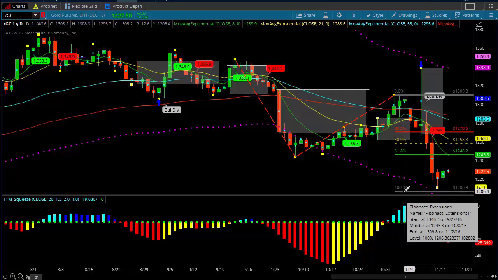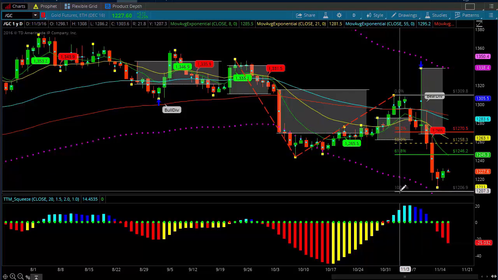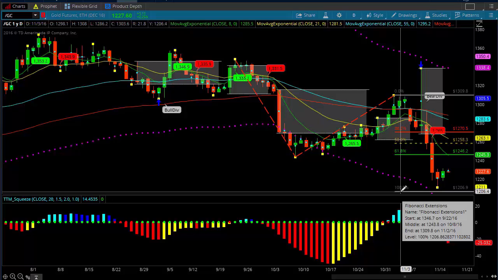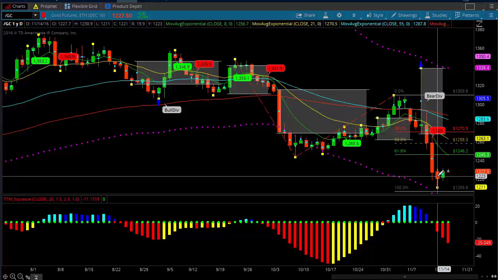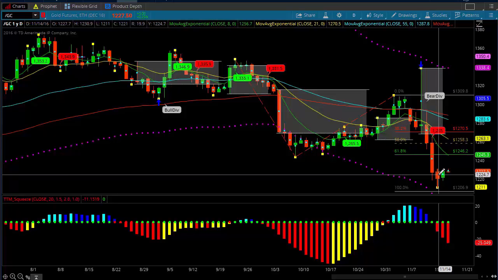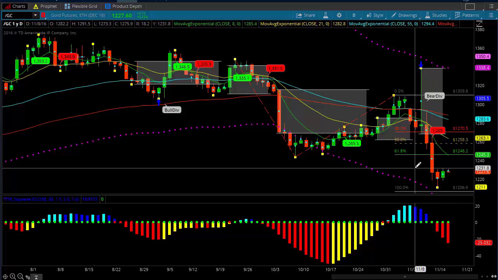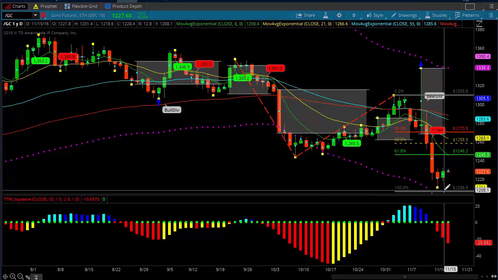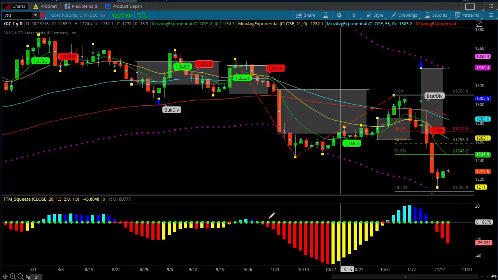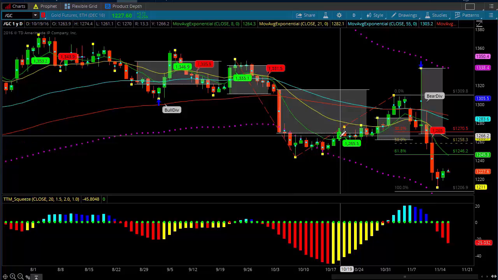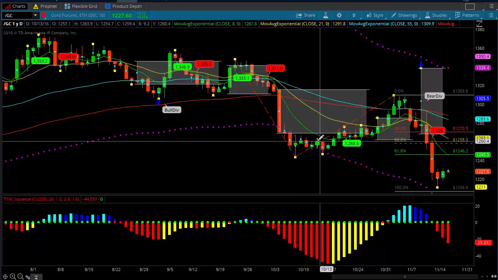It comes in at 1,206.86. Where did we go? 1,211. Close enough. Now, do we still have a potential to come on down here? Yes, we do. Why? The pattern is still holding. Don't discount this pattern.